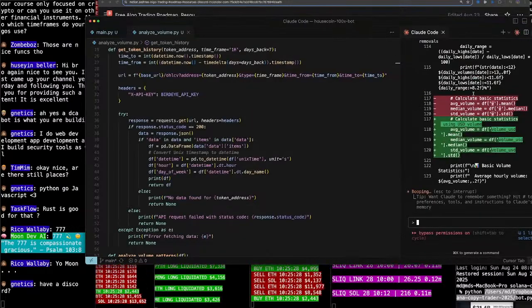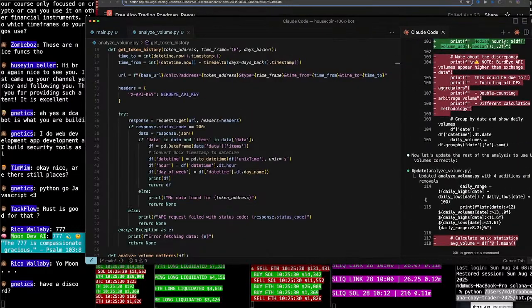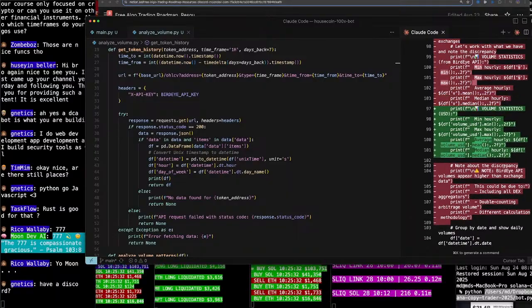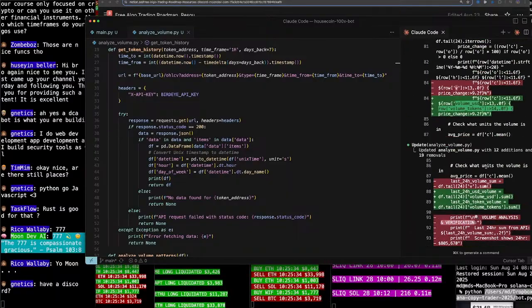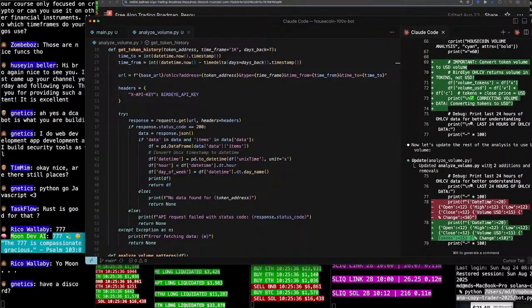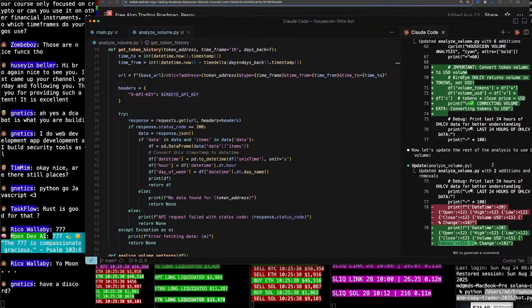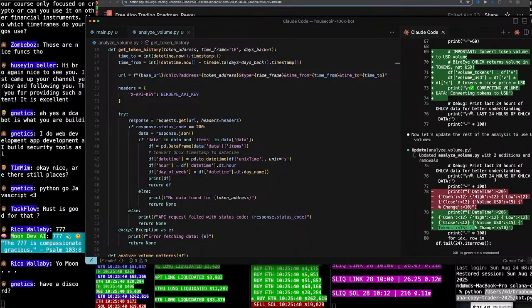Now let's update it. I think it was doing volume based on the token, so it needs to get the price. Now let's update the rest of the analysis to use USD volume.